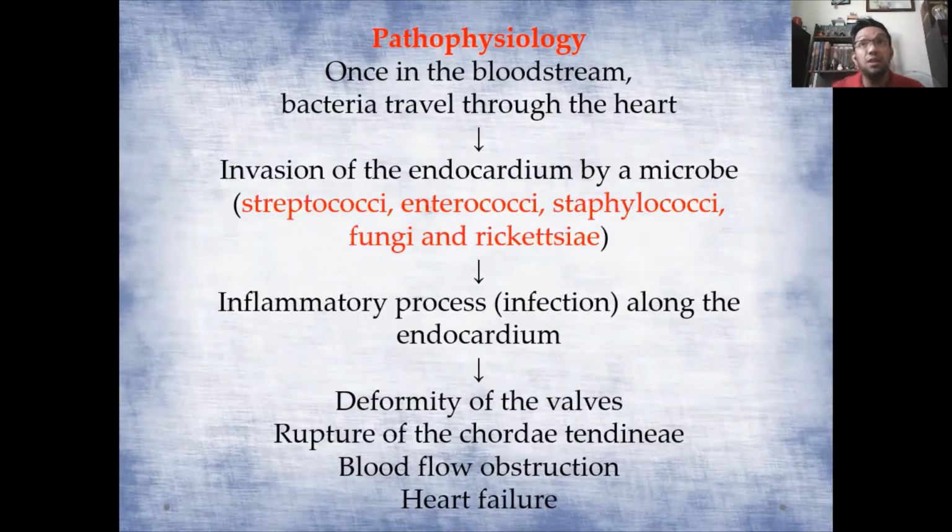Remember, at any site where a battle has happened between the WBCs and the invading microorganisms, scarring can result afterwards. So scarring will result from inflammation of a tissue. If that happens, there will be deformity of the valves. The chordae tendineae is going to rupture, or blood flow obstruction occurs because the valves have narrowed. It's stenotic, and heart failure can result later on.